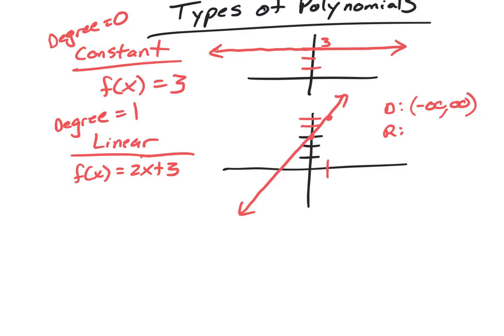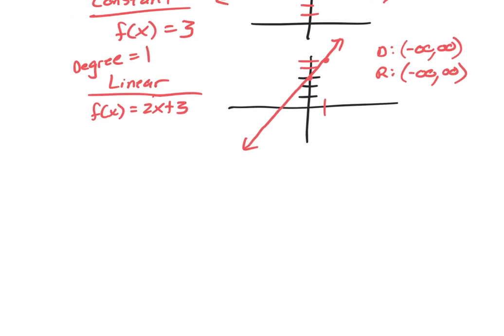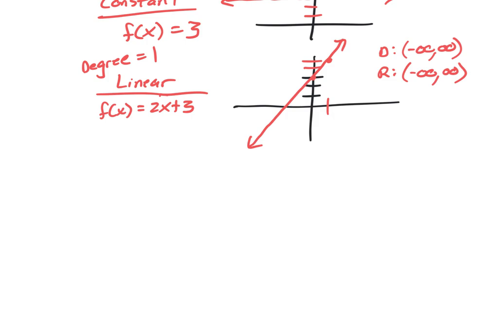Range is the same thing. Range is your y values. How far up and down is this going to go? It goes down forever, it goes up forever, and so my range would be negative infinity to infinity. It's going to go both directions forever.